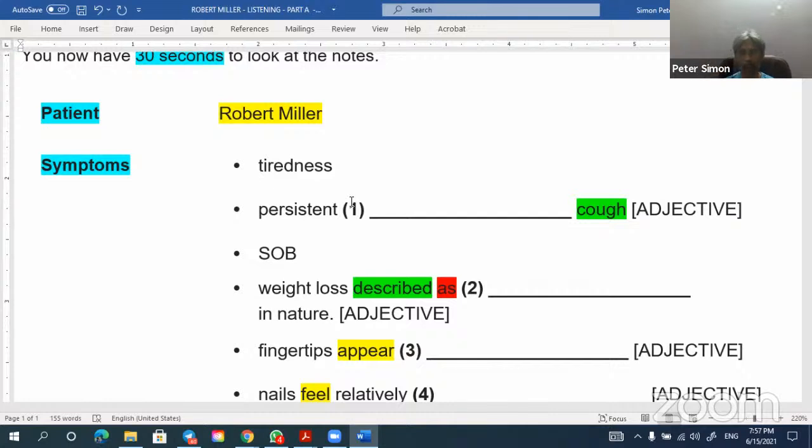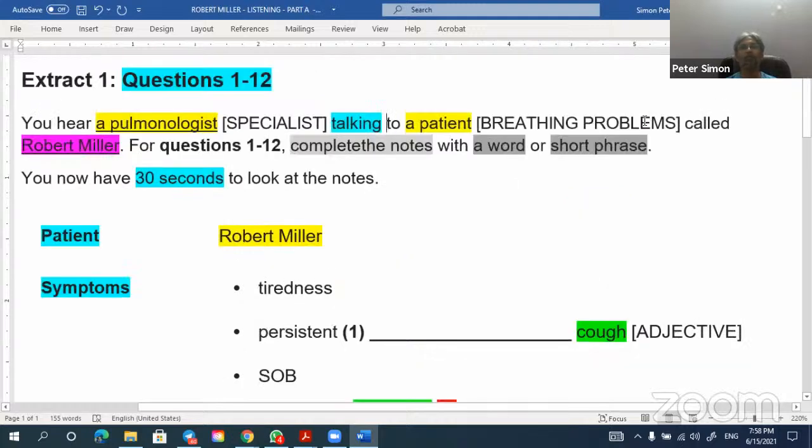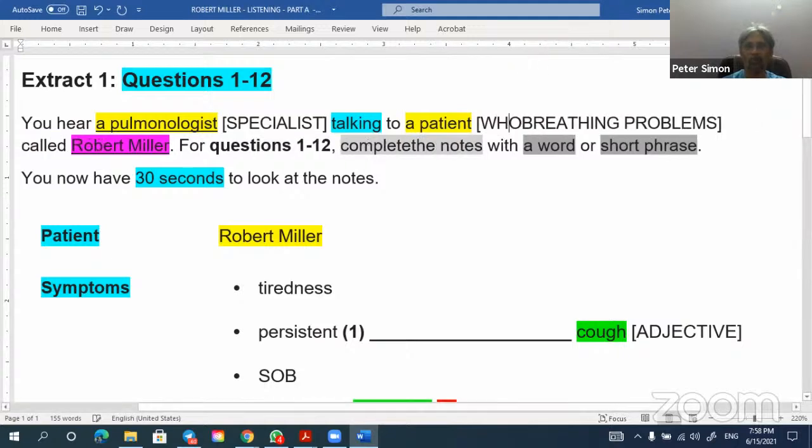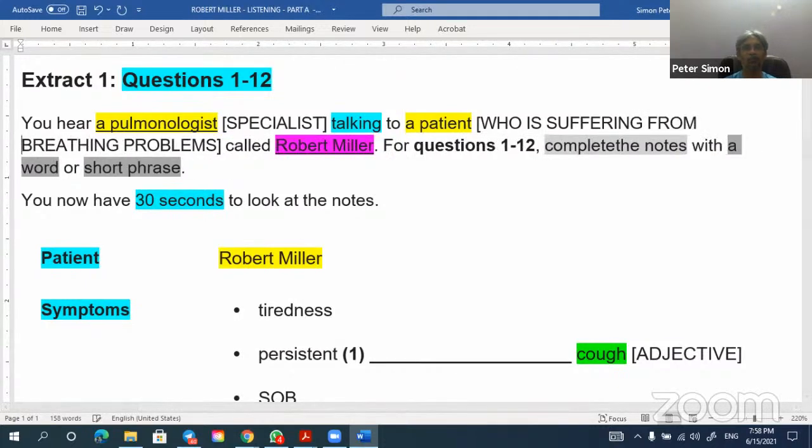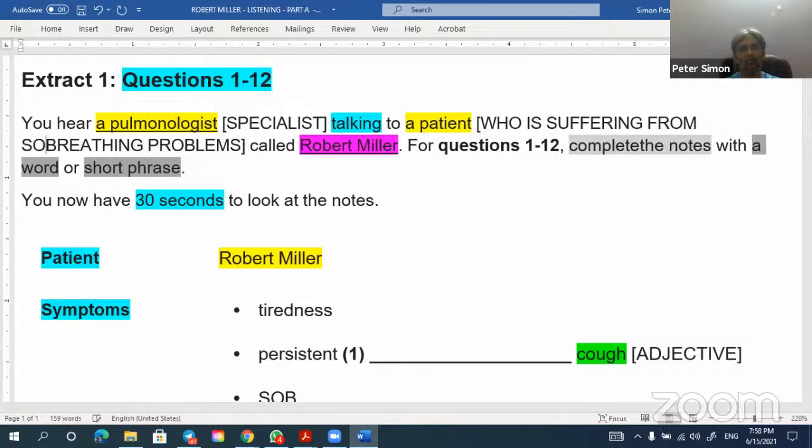Okay, fine. That's no worries. We can understand. It will be very clear for you. So, breathing problems. A patient who is suffering from some breathing problems.